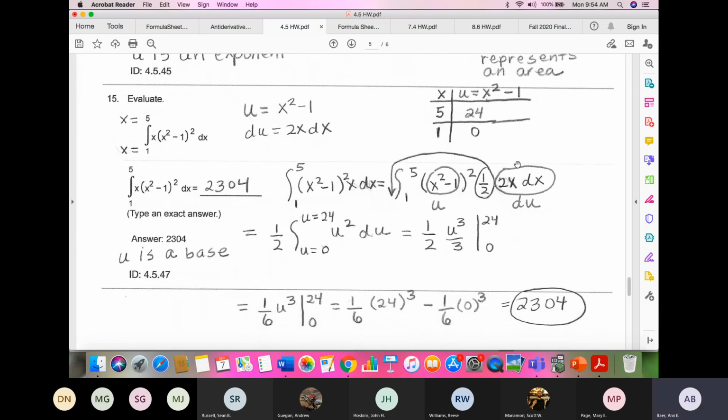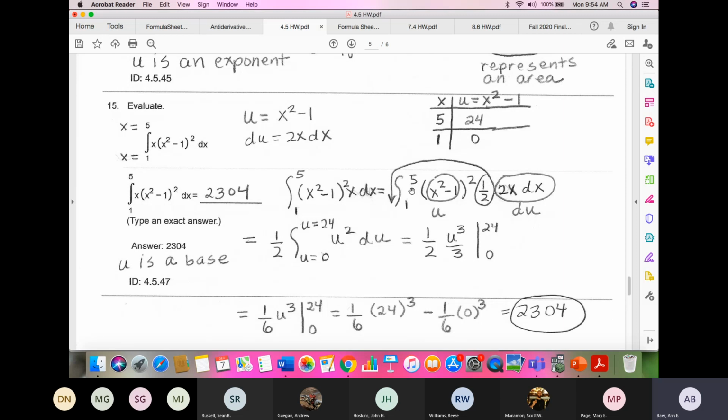So now let's convert this. This 1/2 is going out front. Our limits of integration, since I did them from top to bottom here, are 24 and 0. So this is u equals 24 and u equals 0. And then the x squared minus 1 is our u, and then we have a squared on it.